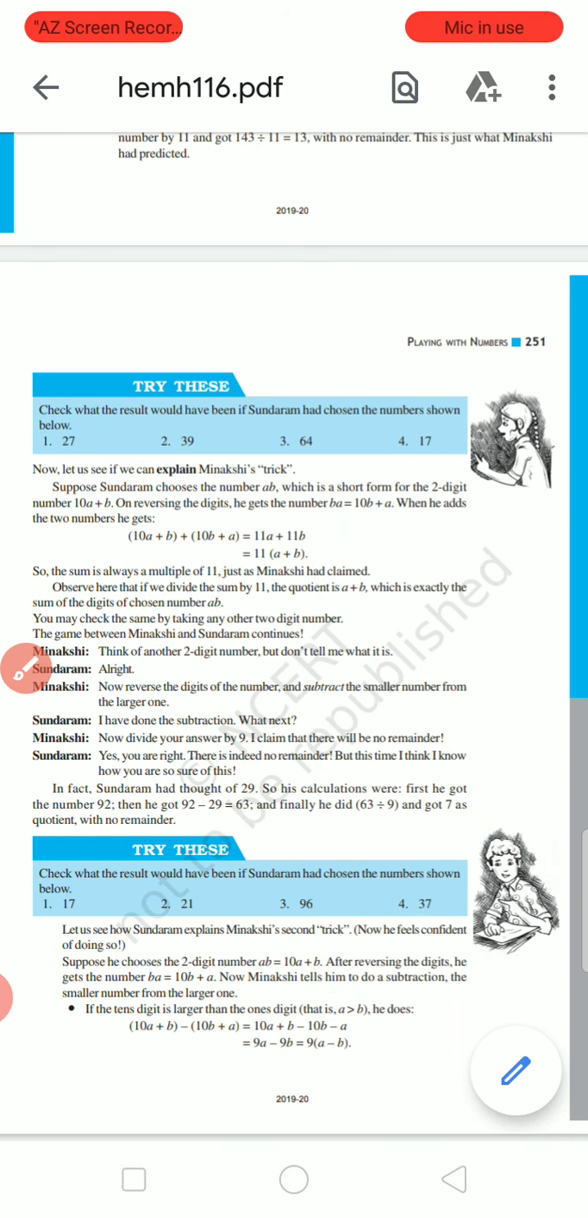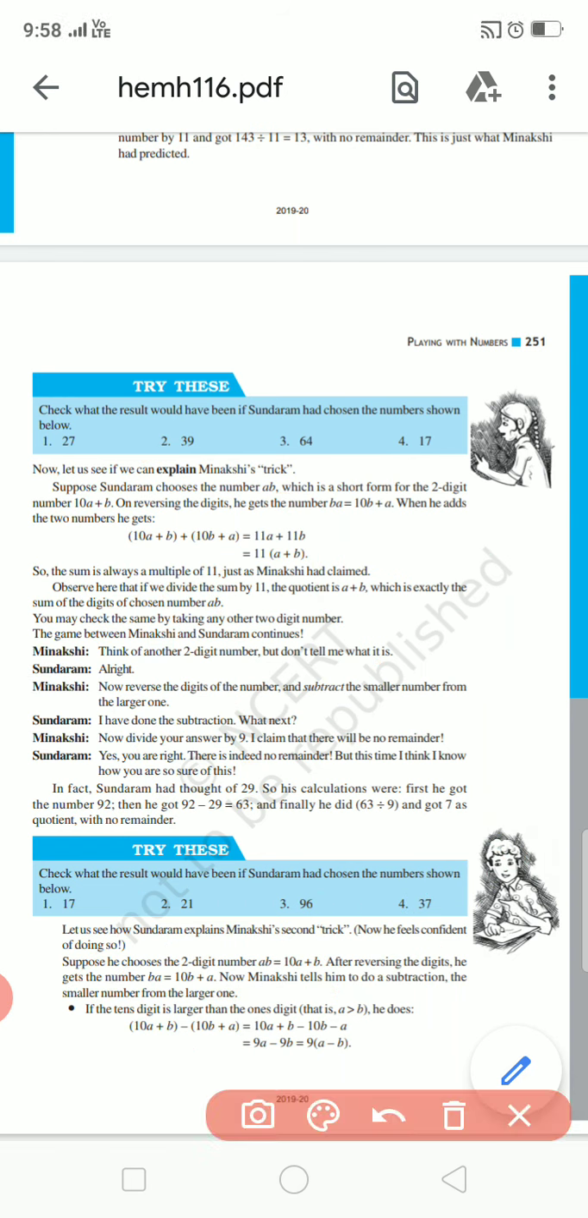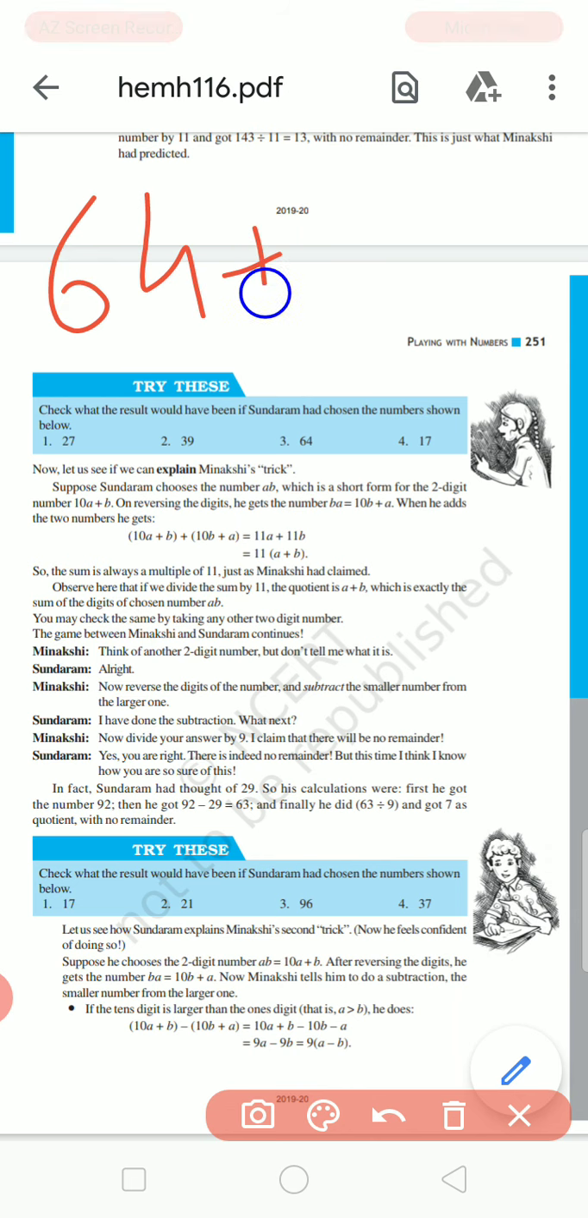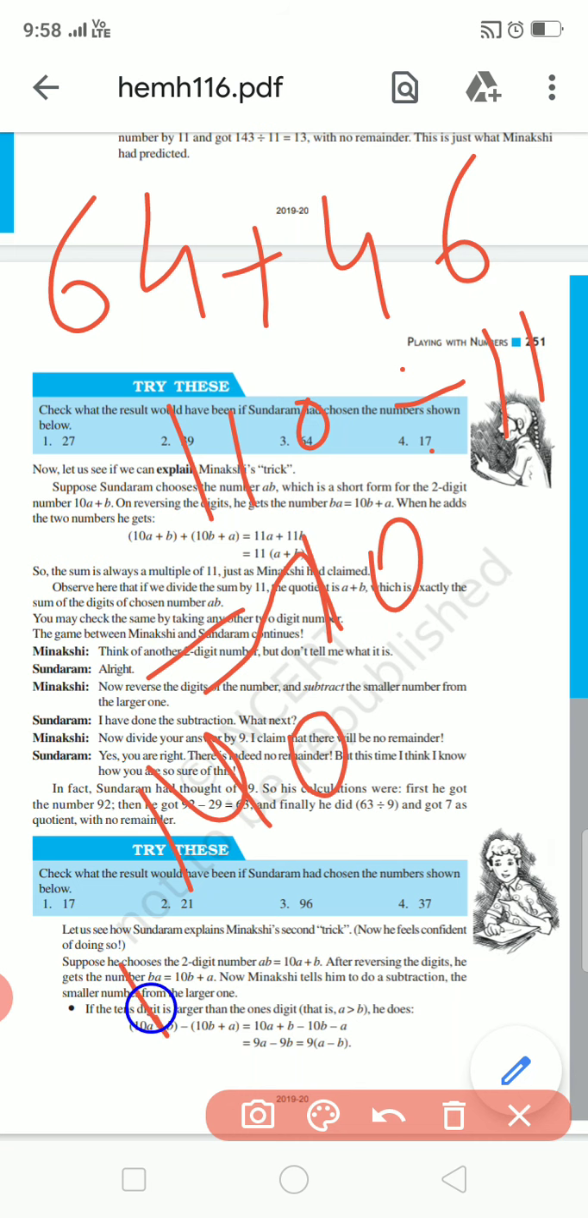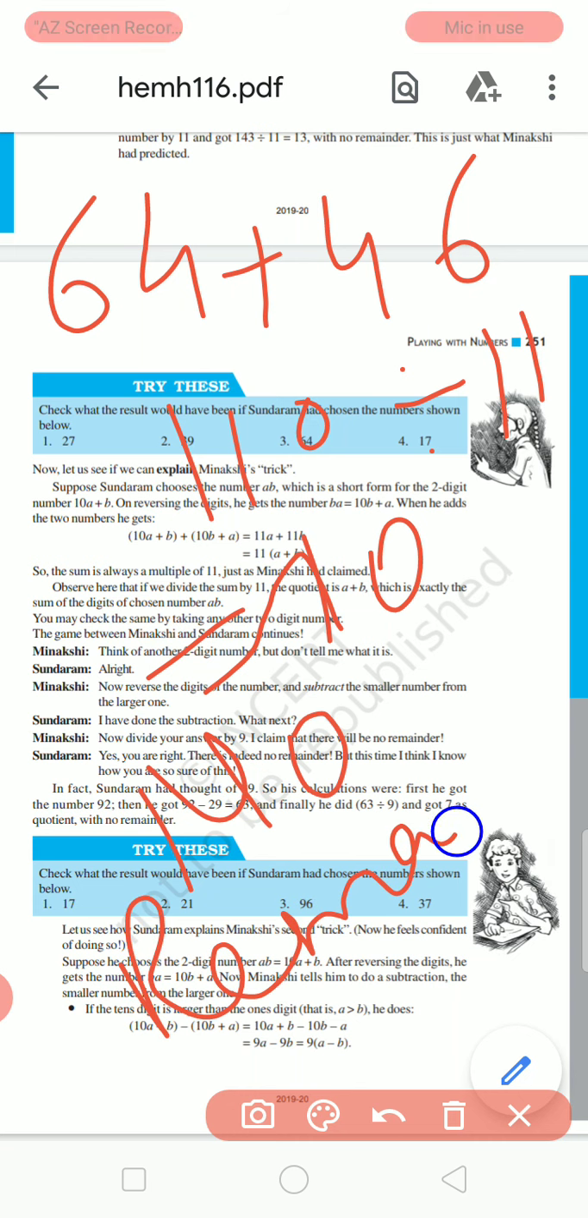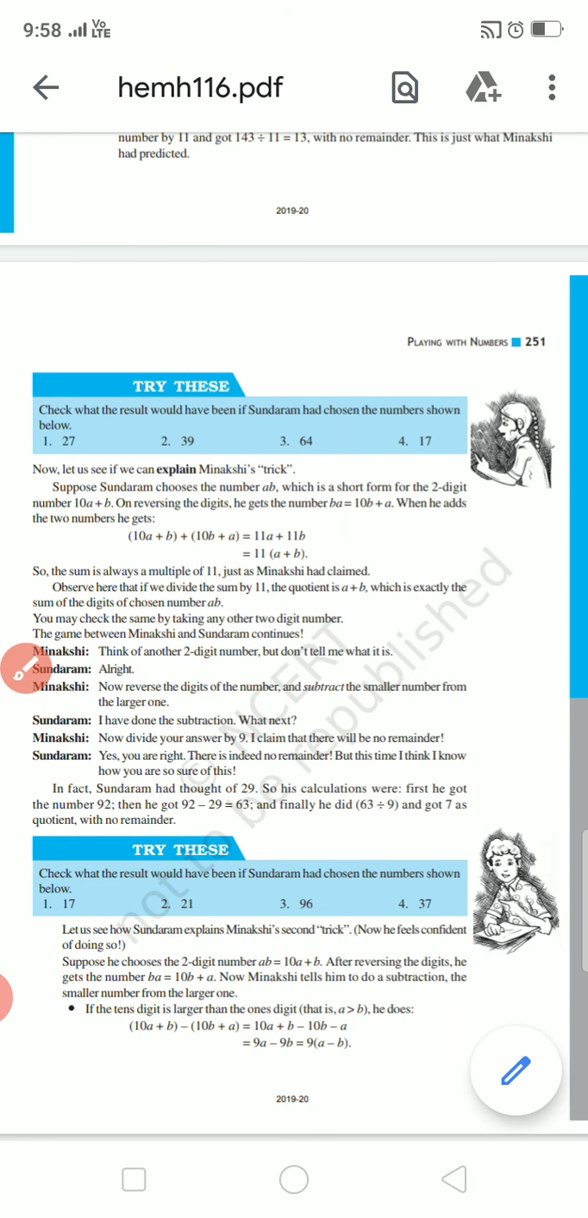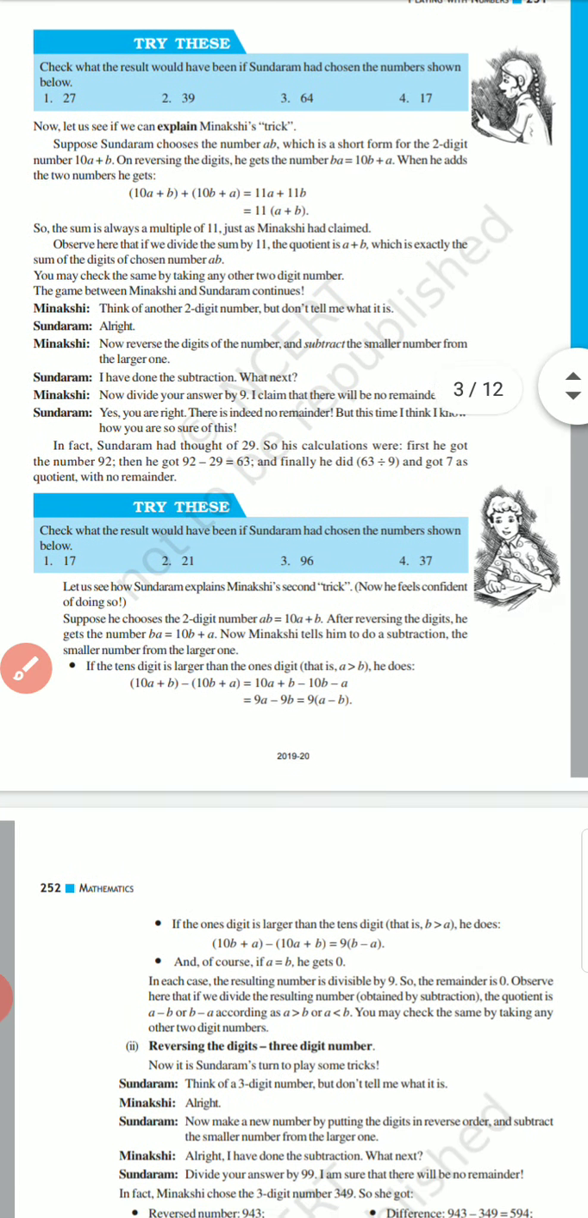Okay, so there will be no remainder. If you choose 64, add with it 46, you will get 110. If you divide it by 11, you will get 10 and no remainder. Okay, so you can do it with 17 also.